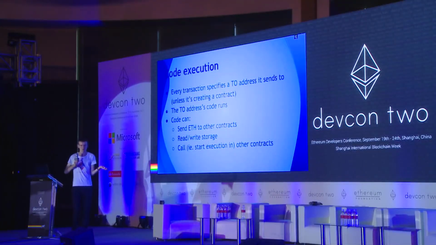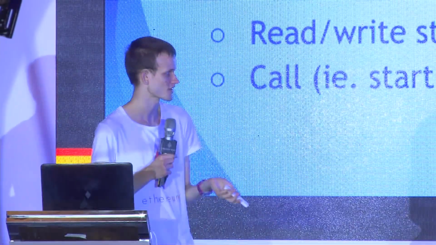Also important is code execution. Every transaction specifies a to address. If the to address is just some regular account that doesn't have code, then all you're doing is moving ether around. If the to address has code, then the code runs, and the code can do things. The code can send ether from that contract to other contracts. The code can read the contract storage. The code can write to the contract storage. And contracts can even talk to other contracts.